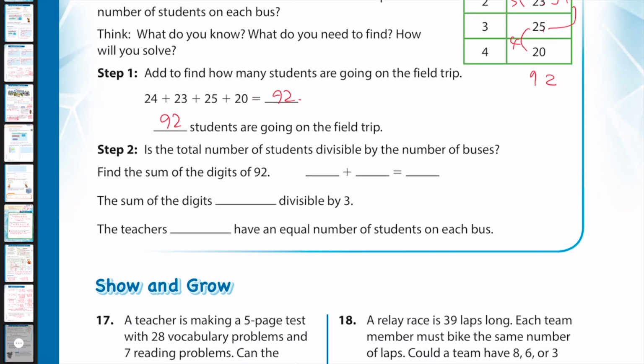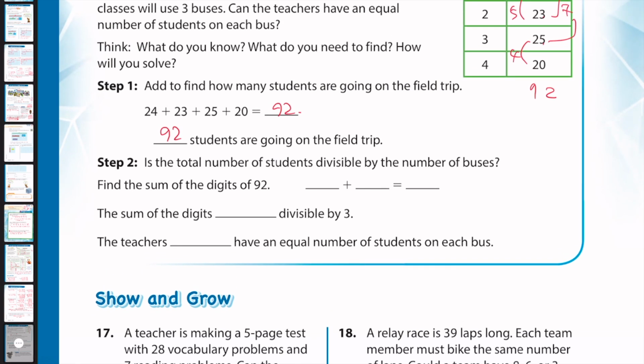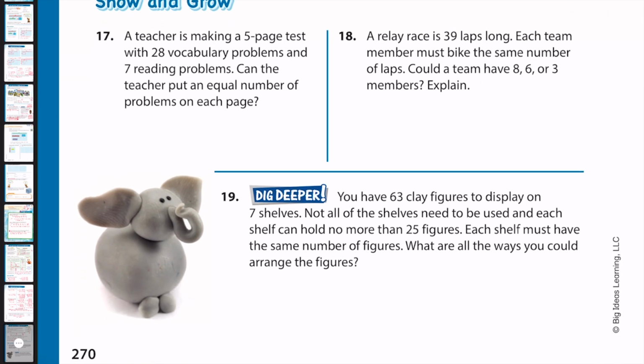Now step 2. Is the total number of students divisible by the number of buses? We'll see. They are going to use 3 buses. 92, when you add the digits together, is 11. Is the sum of these 2 digits divisible by 3? No. Sorry, is the total number. So 9 plus 2 is 11, which is not divisible by 3. So the teachers can't have an equal number of students on each bus. It has to be different.